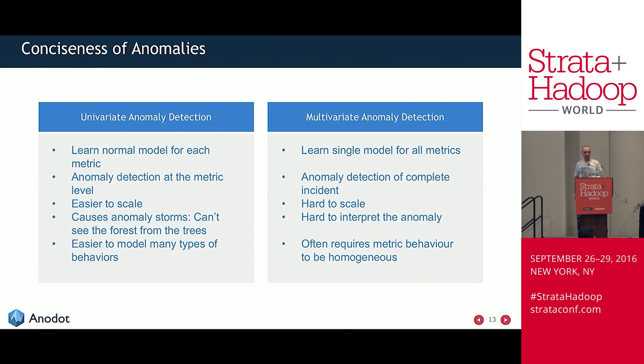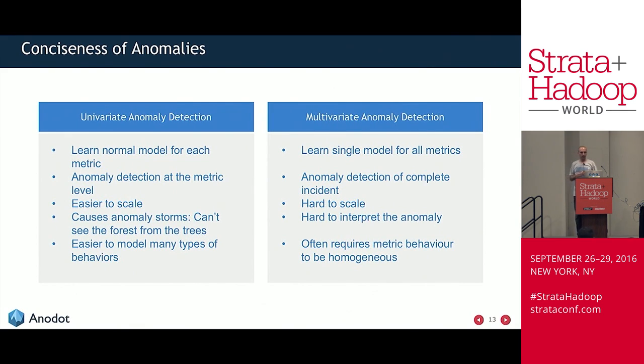Now, these techniques are obviously easier to scale because if you are learning a normal model for each one of your signals by itself, without looking at other signals at the same time, it's basically infinitely parallelizable. You can run it on millions and billions of metrics without any problem. All you have to do is add more machines, and it's very, very easy.